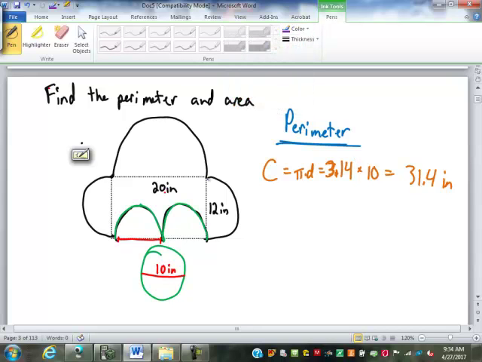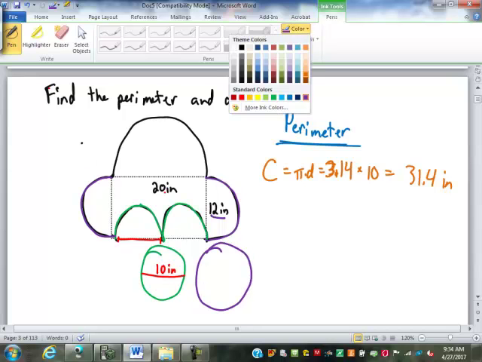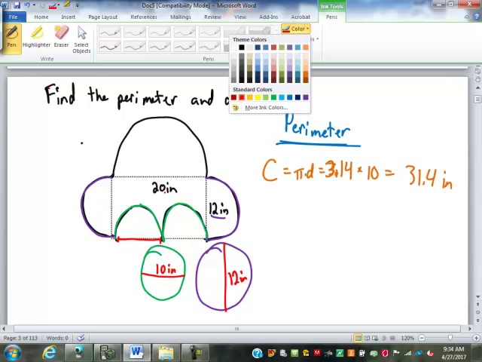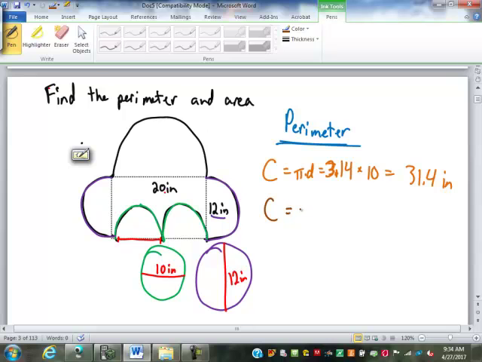Next, we'll have these 2 half circles. They are both half circles of the same size. They have a diameter of 12. I can put those 2 half circles together to make a single circle with that diameter of 12 inches. So the circumference around that is pi times diameter again. 3.14 times 12, which is what? 37.68, I believe, inches.